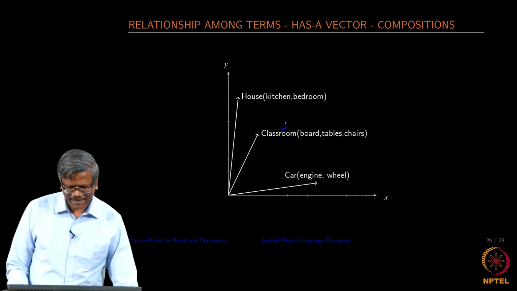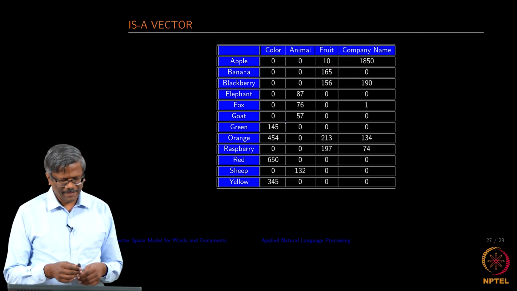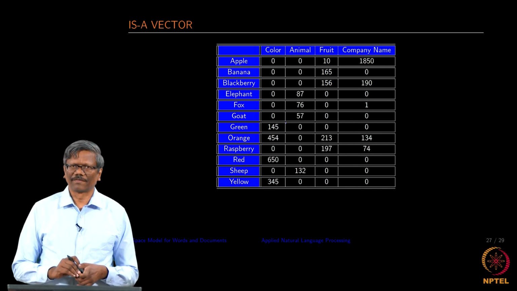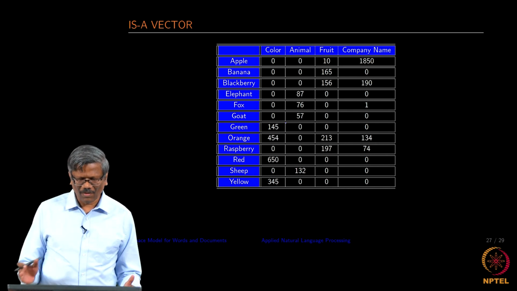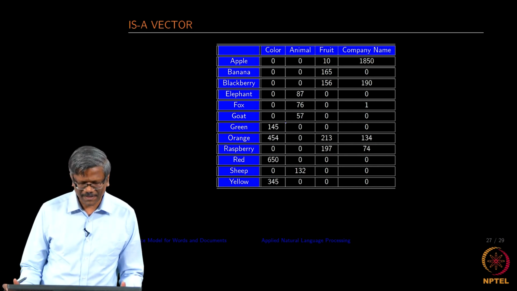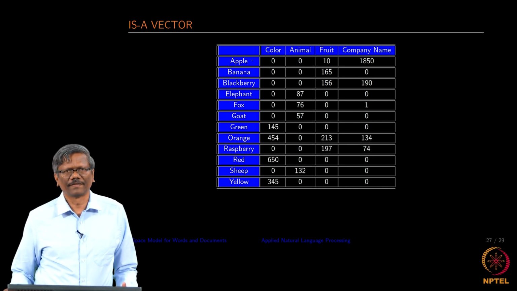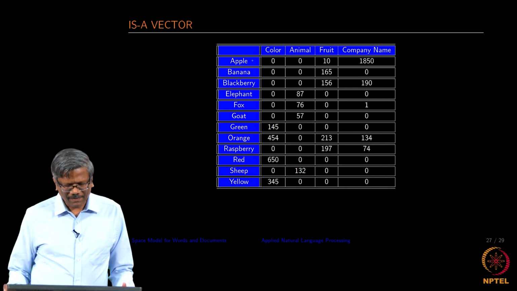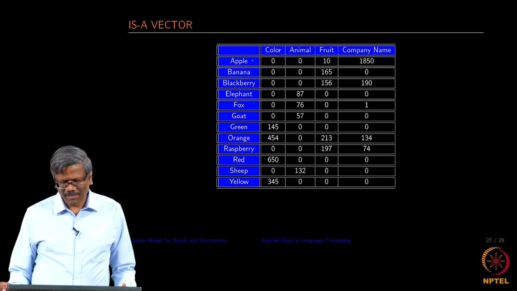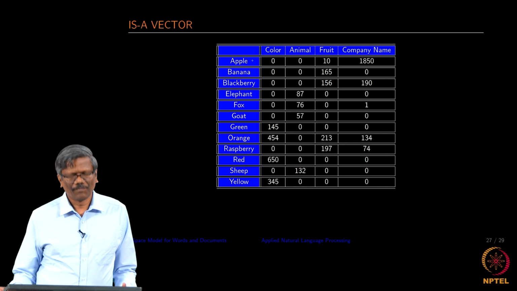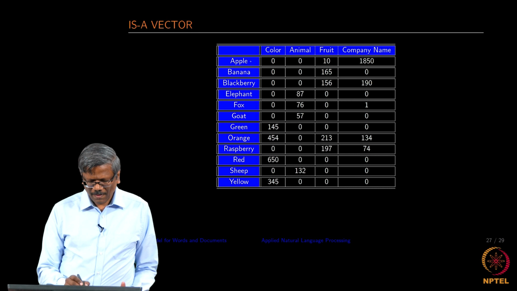I will just show one example of how this could be used. Let us take one example from the is a vector matrix. Okay. So, assuming that I have taken all the documents in the corpus and then searched for words like apple, banana, blackberry, elephant and so on. And then I try to represent those words with respect to color, animal, fruit, company name and so on. Okay. Let us take a look at the first one. Okay. Apple.